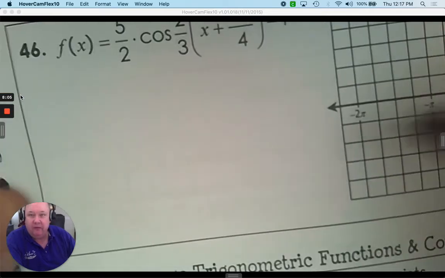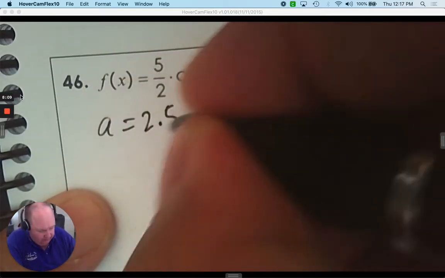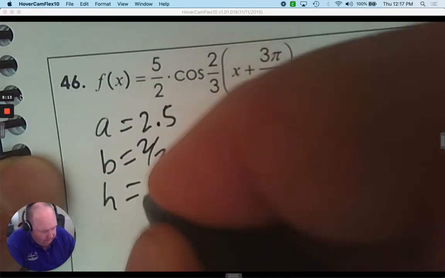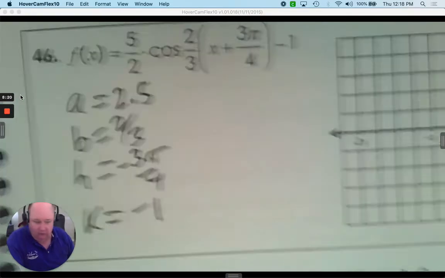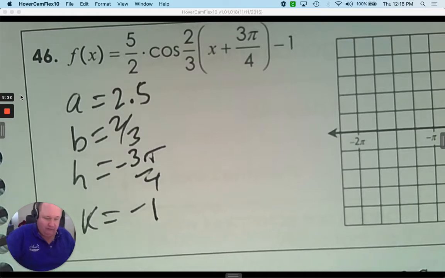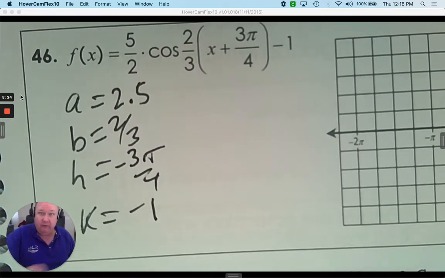Number 46, we're also going to write down A is 2.5, B is 2/3, H is -3 pi over 4, and then K is -1. I think if you can do number 46, you fully understand the patterns and structure of these trig waves, all right? So let's see if we can do it.